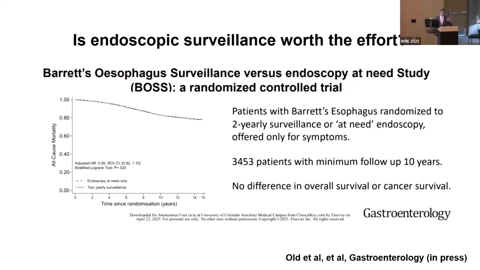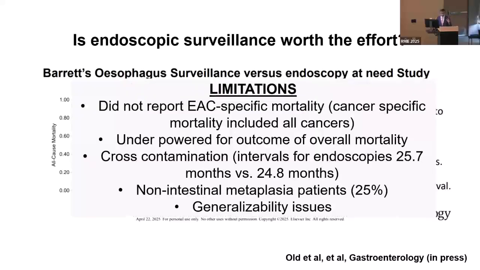I will tell you that the study really does not describe what were the motivating factors for doing these at-need endoscopies. They had over 3,400 patients followed up for a minimum of 10 years, and they showed us that there is no difference in overall survival or cancer survival. Now, before you jump to conclusions and state, wow, based on this RCT, I should probably stop doing surveillance for patients with Barrett's esophagus, let me just highlight some of the key limitations of this randomized controlled trial.